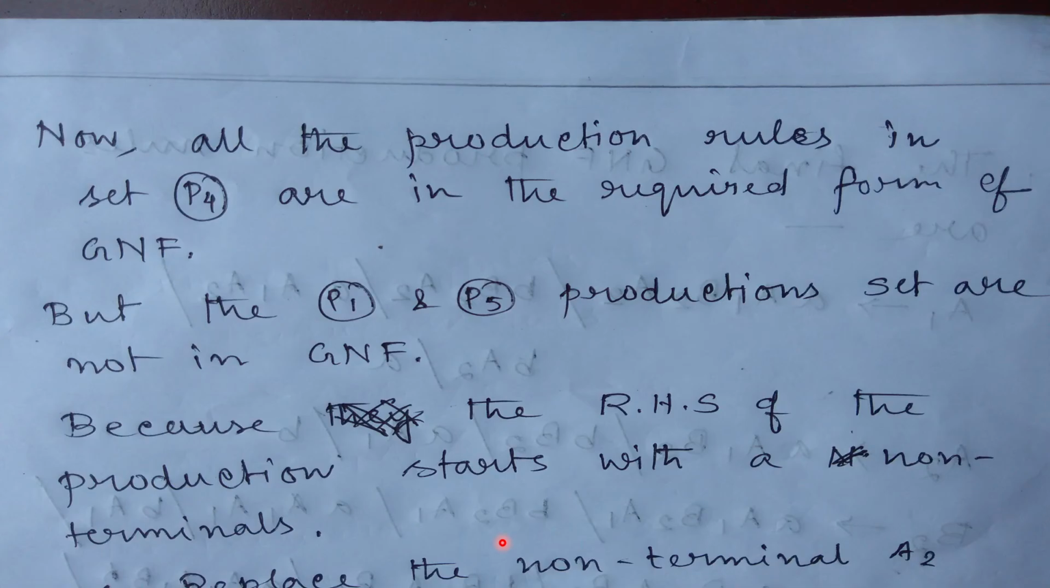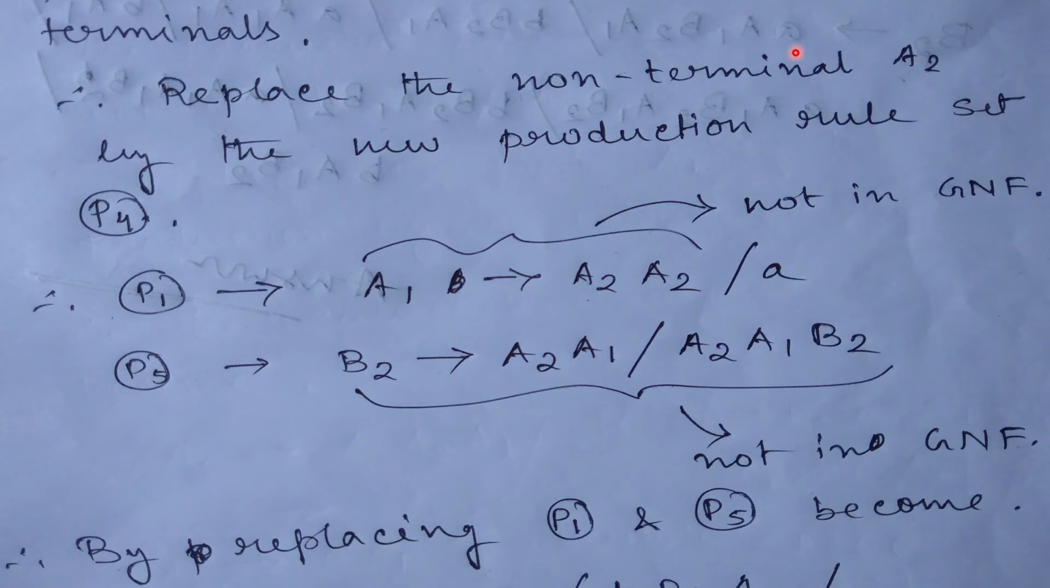So if we do this one, ultimately what will happen? You see, it is also written here, and the same thing is written. Because the RHS of the production starts with small a, with the non-terminals, you see, replace the non-terminal A2 by the new production rule, P4.